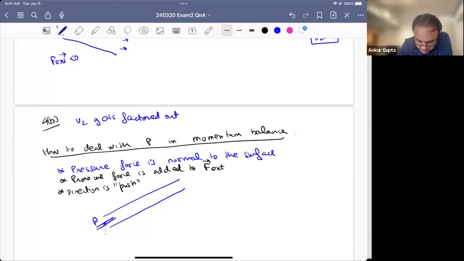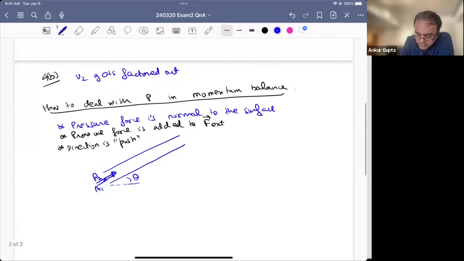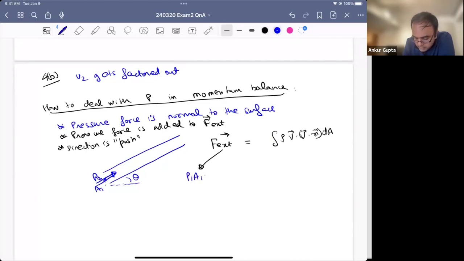So if my pressure is P1 here, and this is an angle theta with the horizontal, and this is A1, then in the F external part, with rho V vector of V dot n dA, I will add, as you can imagine, P1 A1 cos theta in the i hat and P1 A1 sine theta in the j hat. Does it make sense first?